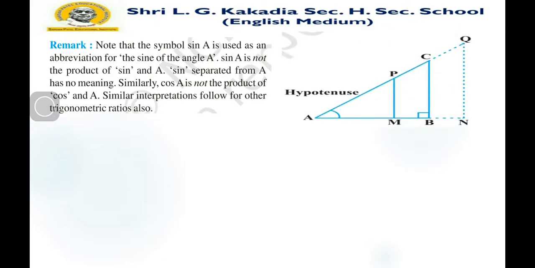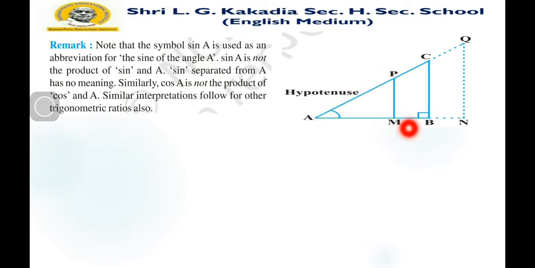Now, here is one figure. If you take the triangle AMP, then according to angle A, there will be an adjacent side and an opposite side. If we take any ratio related to this triangle, if we take sin A, then it will be PM upon AP.